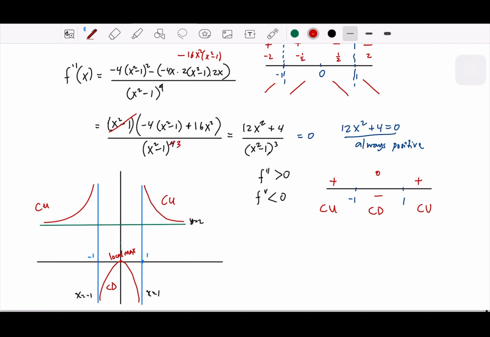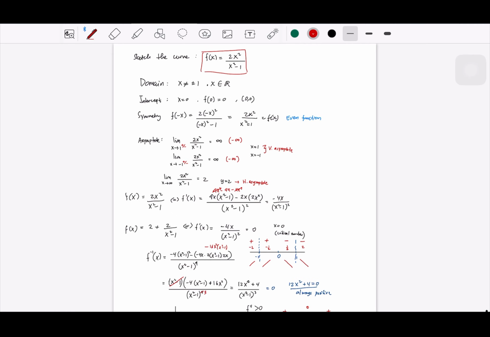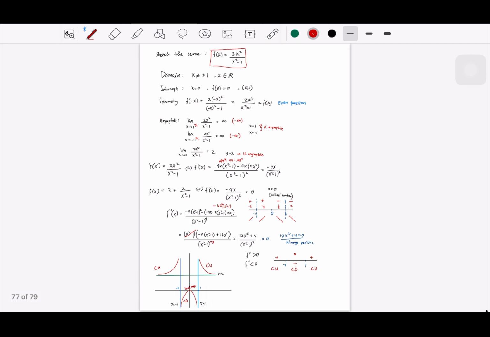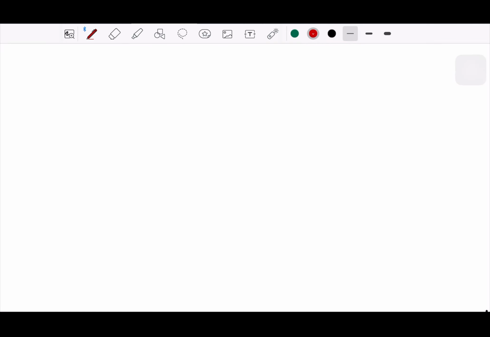Okay. If there's no question, let me give you one more, the one that I gave you, I think, last week. Let me go through one more. The function is... so sketch the curve. Okay.